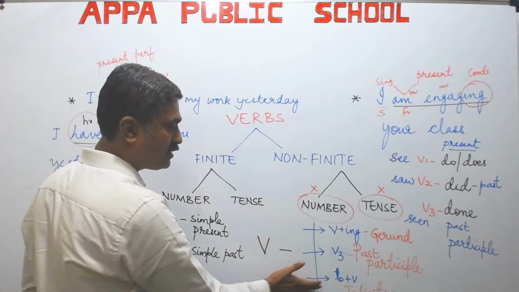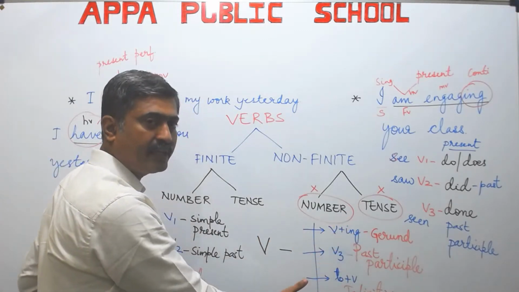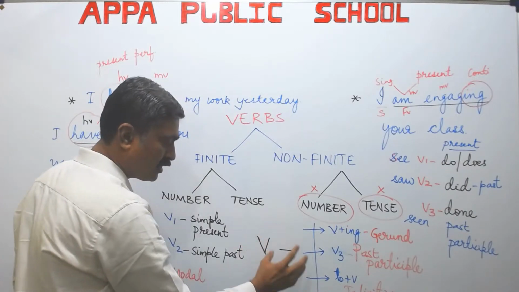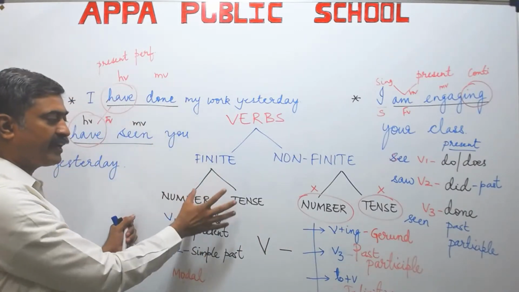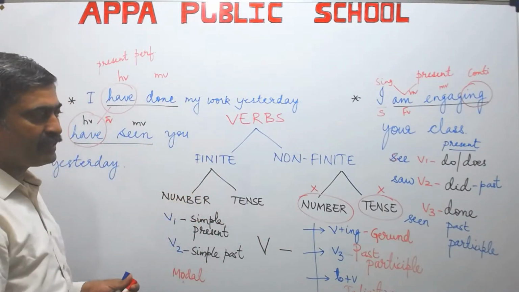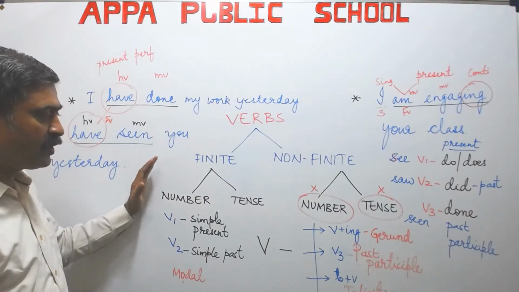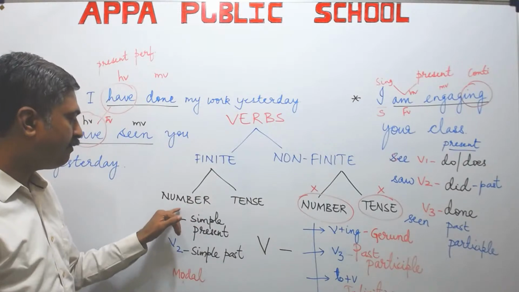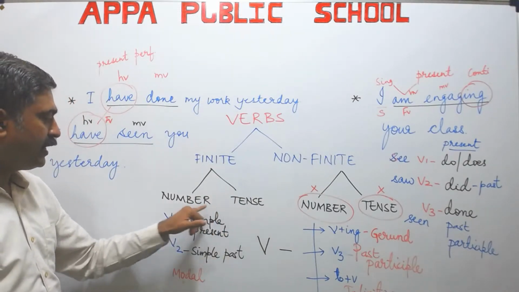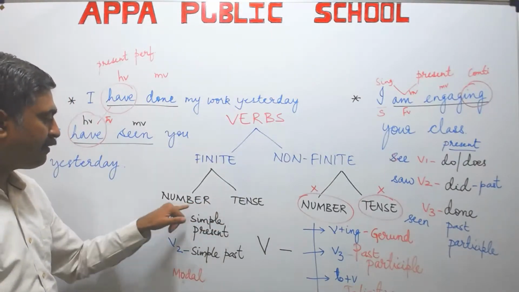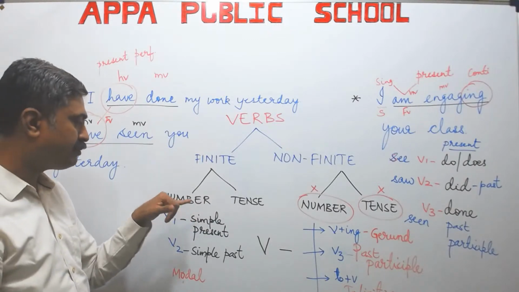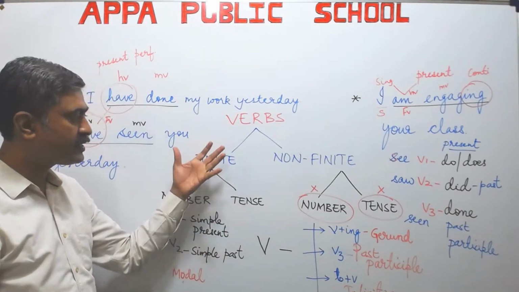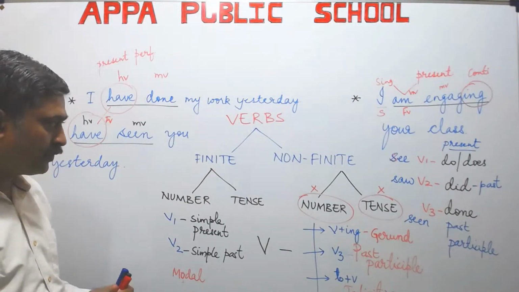So three non-finites: gerund, past participle and infinitive. We remove these verbs from the family of verbs. The remaining verbs are all the finite verbs. So this is a way to remember what the finite verbs are. Even in case we don't remember this, go by the character of the verb. If it can define the number of the subject and if it can define the tense of the sentence, then it is a finite verb.